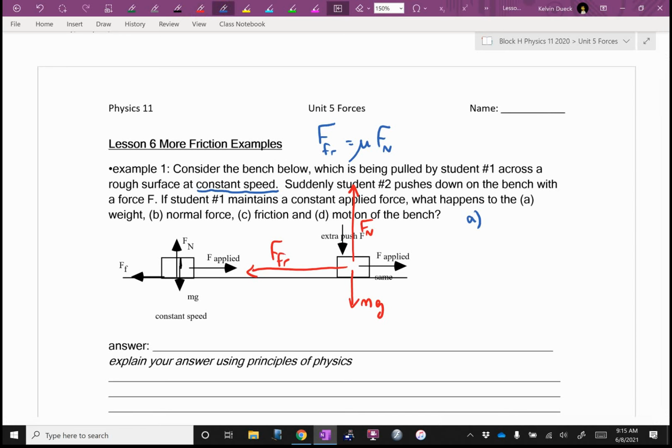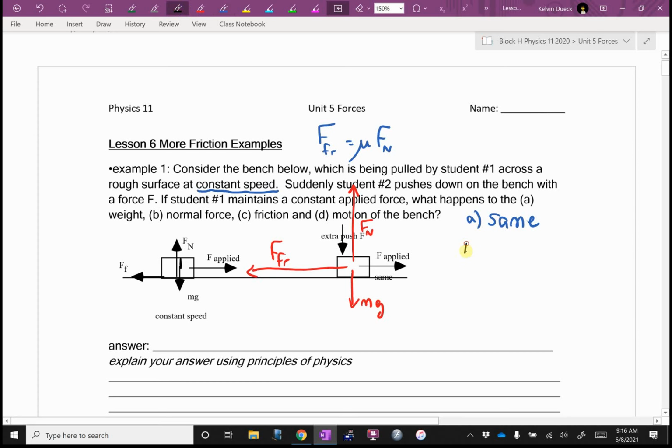Now let's answer the questions. A said, what happens to the weight? What's another word for weight? On your formula sheet, I gave you a little column, a middle equation. This is important, and people aren't grasping this. When I say the word weight, what am I talking about? Which force? Mg. Did the mass of the bench change? No. So did the weight change? No. It stayed the same.